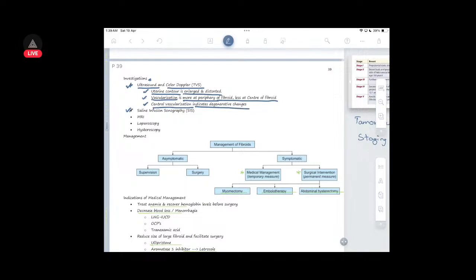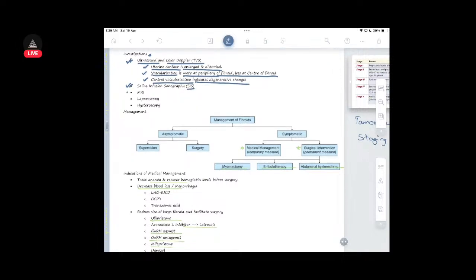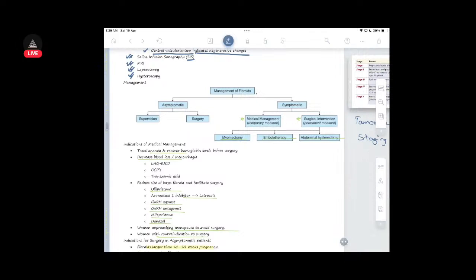Then you have saline infusion sonography, SIS. You have MRI, laparoscopy, and hysteroscopy. Then management of fibroid: asymptomatic, which is supervision; symptomatic, which is medical treatment, which is temporary treatment; and surgical measures, which are myomectomy, embolotherapy, and abdominal hysterectomy.